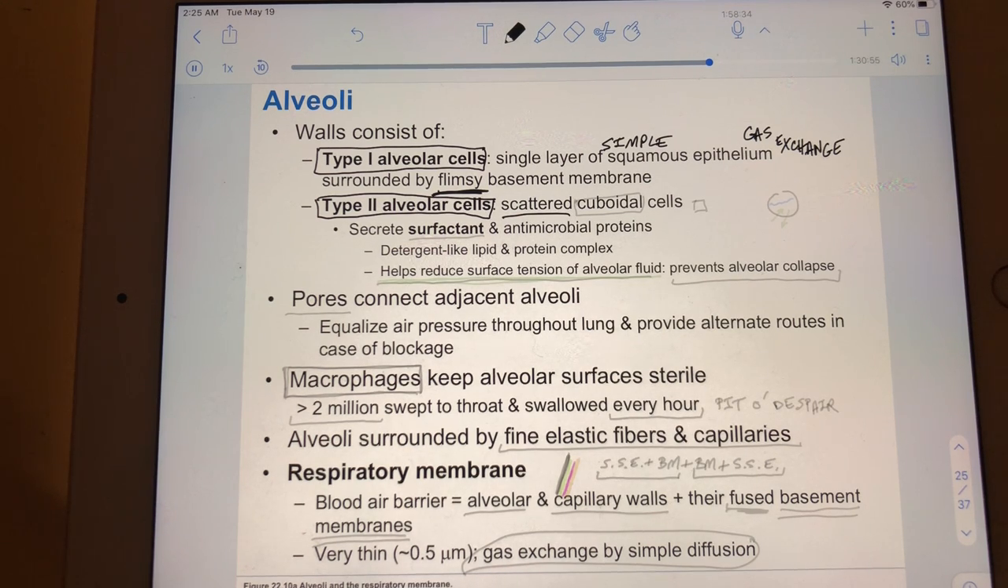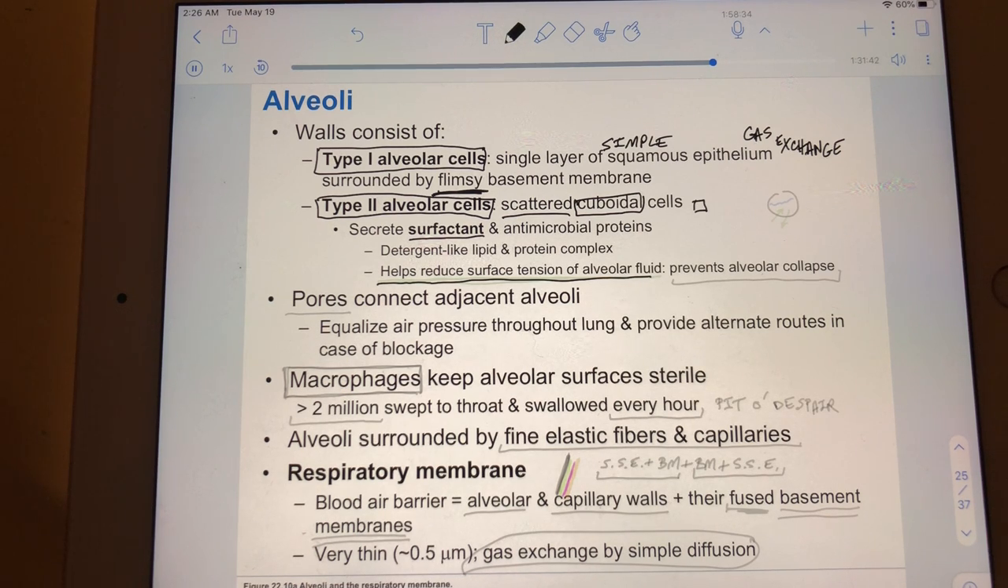scattered, so they're not really comprised of any tissue, because by definition, a tissue is a collection of cells, but in shape, they are cuboidal. They're boxy, okay? And their job is to secrete some antimicrobial agents, but also surfactant. And surfactant is kind of like dish soap or detergent, okay? It's a complex of both lipids and proteins, but I'm more worried about the function. The function of surfactant is to break the surface tension of fluid inside alveoli.